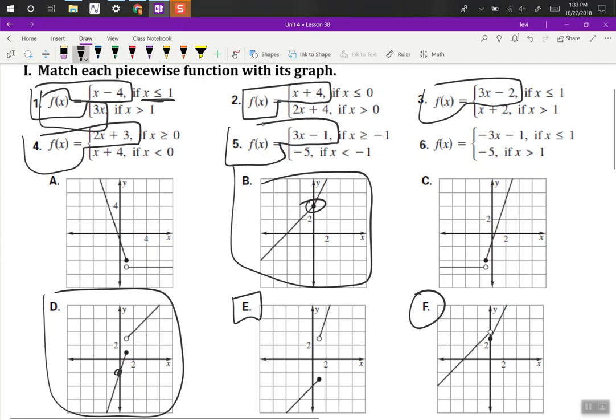5, a y-intercept of -1. Both of these have intercepts of -1 that are left, so let's go. We have a positive slope, so which one of those has a positive slope? It's this one. So 5 is C, which makes 6, y-intercept of -1, and it has a negative slope. So 6 is A.